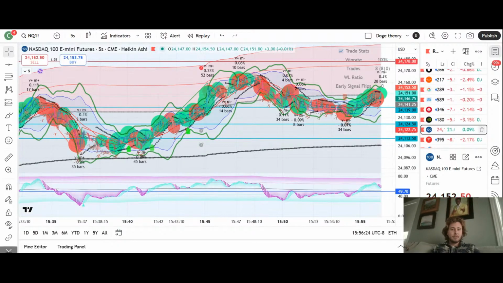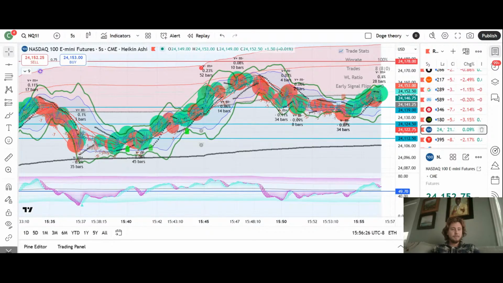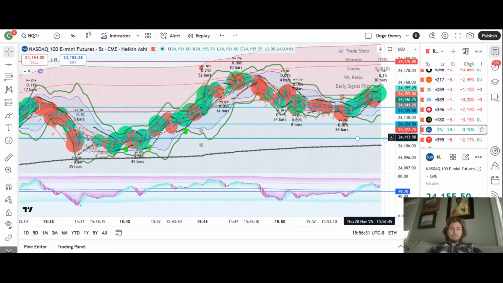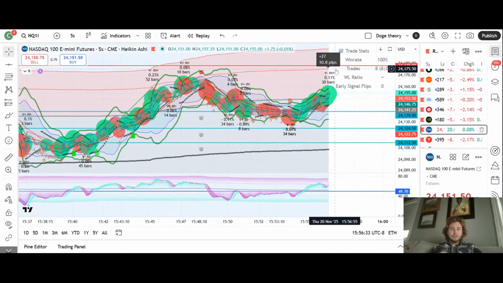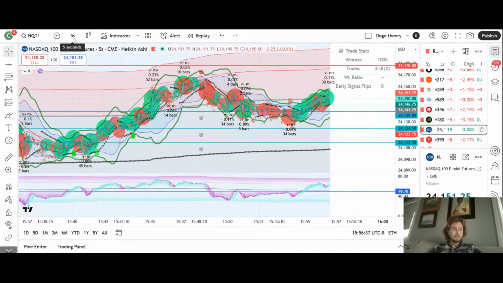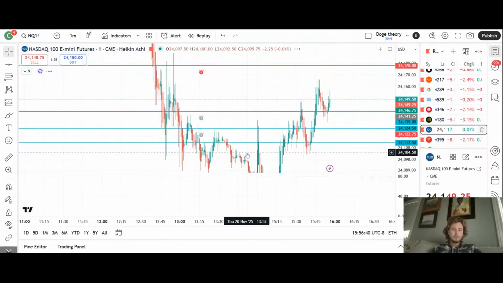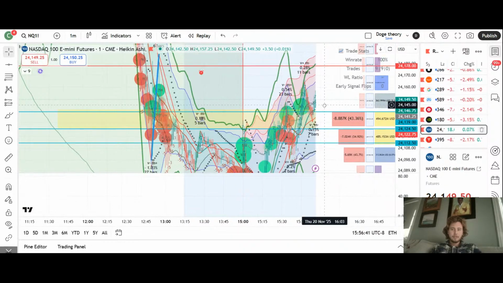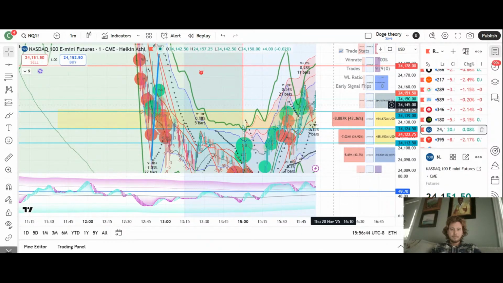So Asian market's about to open. That's all good. Don't need to do anything yet. Reach this green line up here and we'll be done with this. We're in a 5-second chart though, so let's zoom out a bit, see what we got here. We'll go for it.